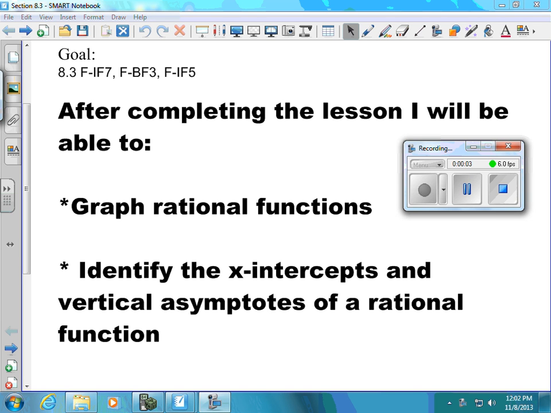Okay, let's continue on with the next lesson in this unit from section 8.3. Remember this unit is rational functions. In this lesson, though, we will have the goal of graphing rational functions and identifying the x-intercepts, vertical asymptotes, also horizontal asymptotes, and we'll discuss some domain and range as well. Please have these goals or targets in your notes for tomorrow.